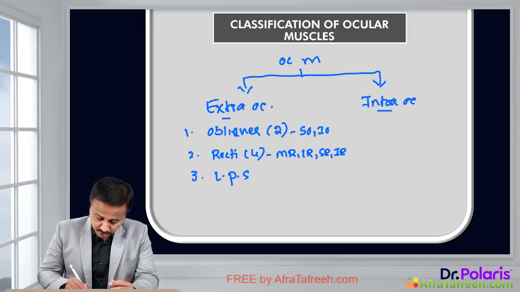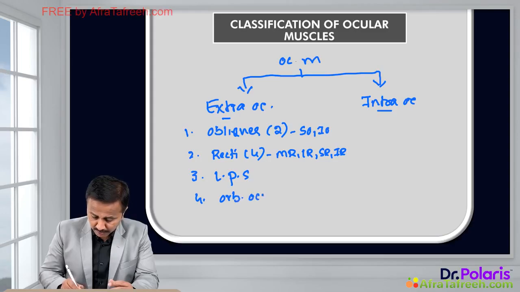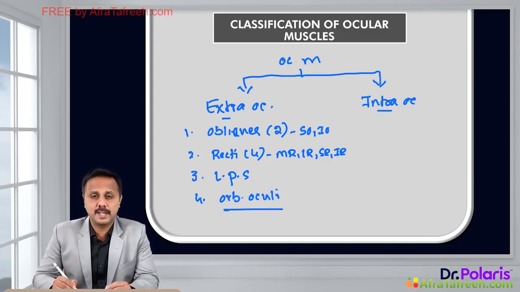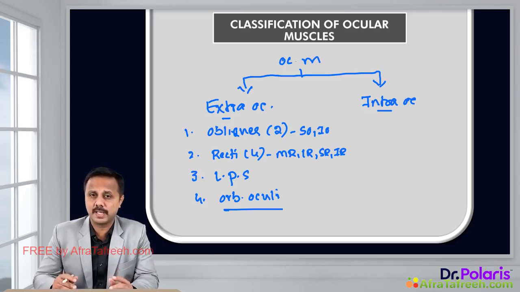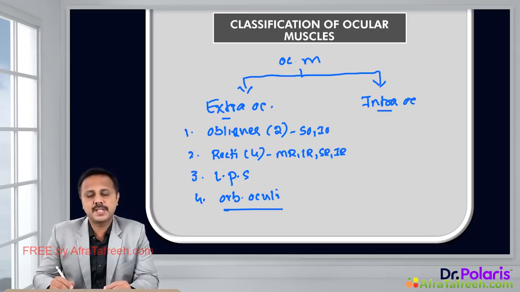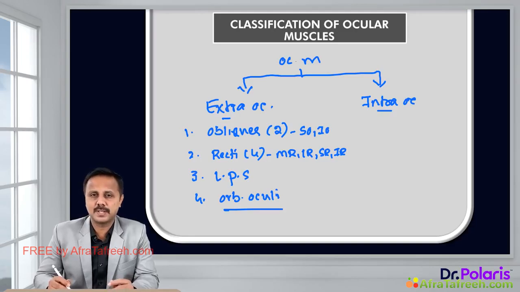But few authors also include one more muscle, which is the orbicularis oculi. Remember, orbicularis oculi is a muscle of the face. It's one of the facial muscles. But few authors also include this because it is concerned with closure of eyelids, which is also concerned with the orbit. That is why this muscle is referred to as an extraocular muscle.